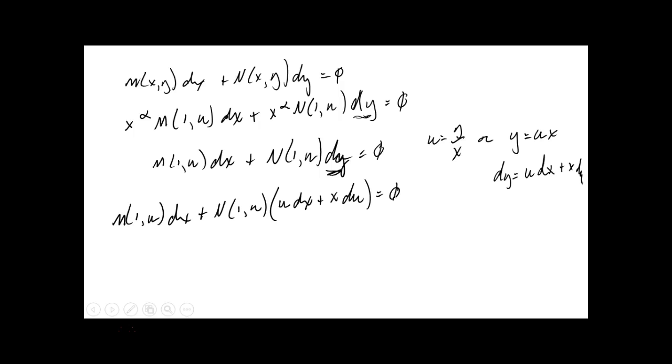Well, let's get our dx's together and our dy's together. So this is M of 1, u plus u times N of 1, u. I'm going to put the u in front. U times N of 1, u dx plus N of 1, u. I'm going to put the x in front here too. Du is equal to 0. Okay.